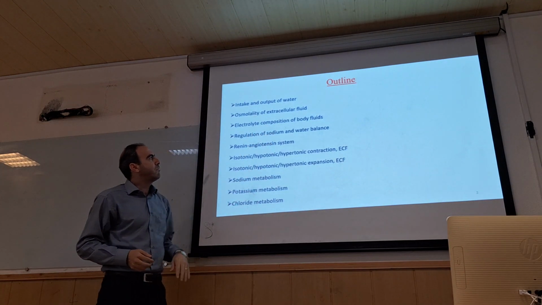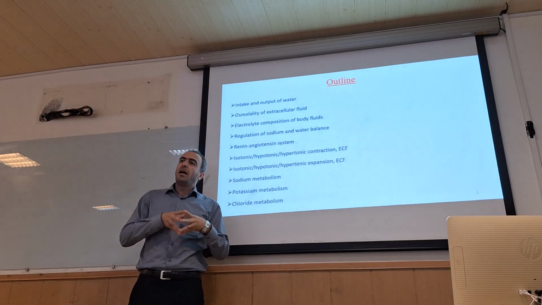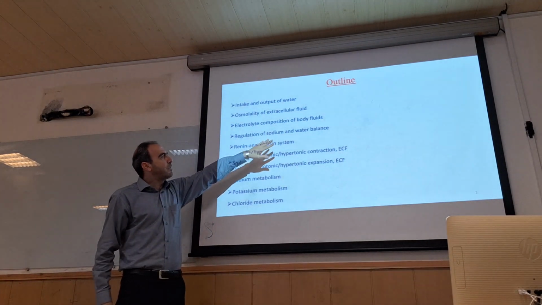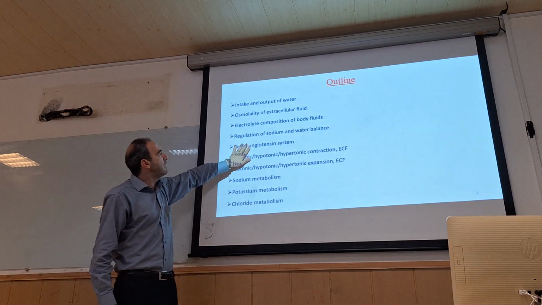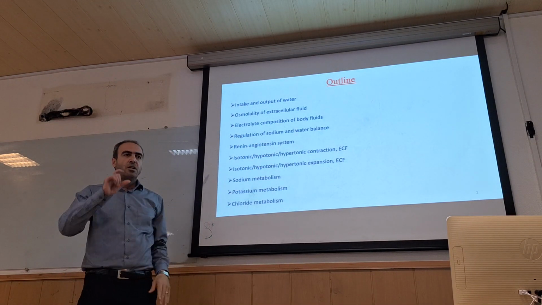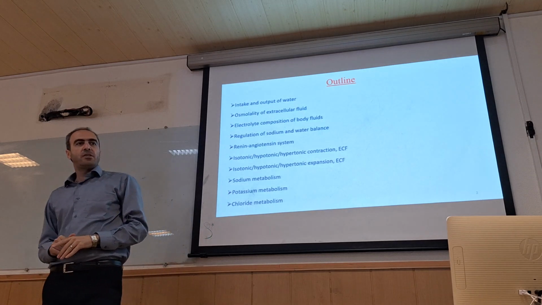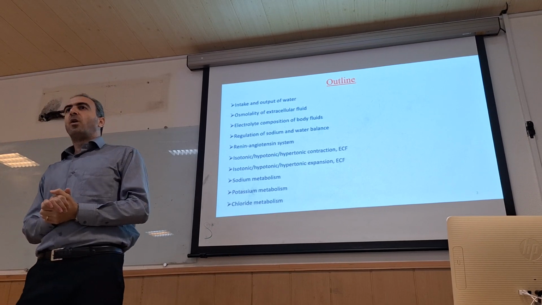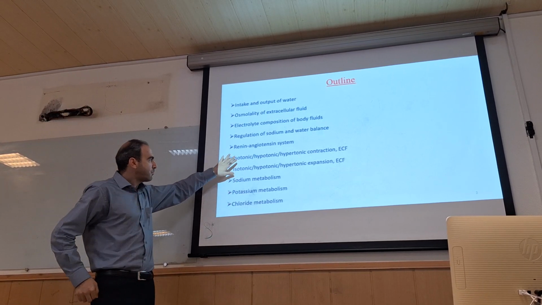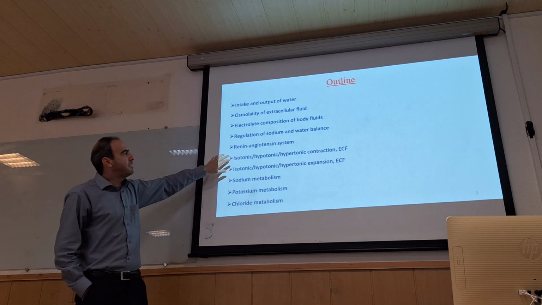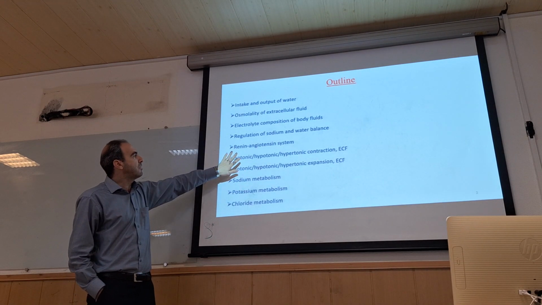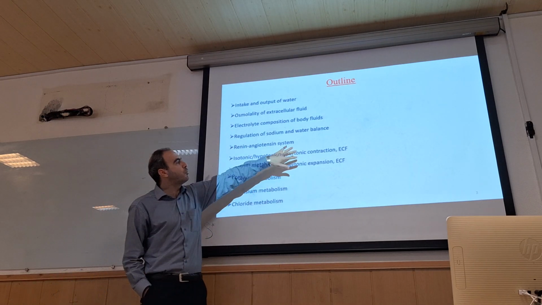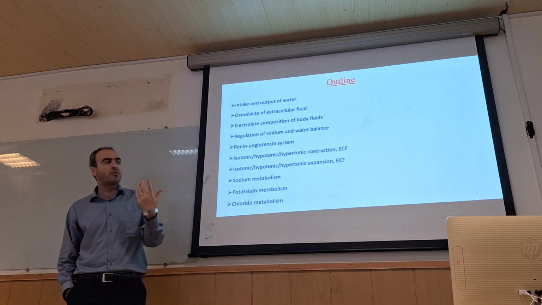Then the electrolyte composition of our body fluids. We will talk about sodium and potassium more than other electrolytes because they are so important. We have regulators like the hormone aldosterone, the renin-angiotensin system, and ADH. I will give a brief review of the action of these hormones because in the next session, in the blood hormone part, you will learn very well the function of all the hormones.